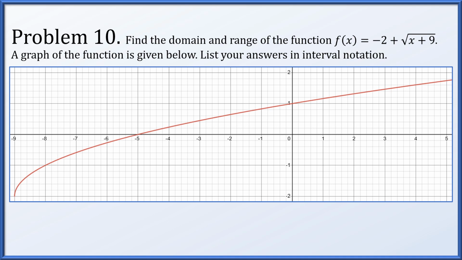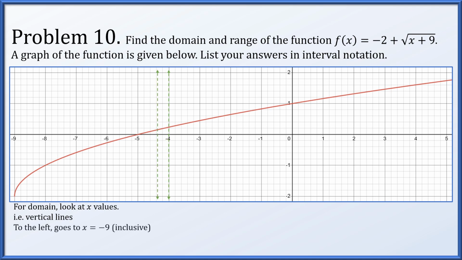For problem 10, find the domain and range of the function given this graph is correct, and use interval notation for your answers. So for the domain, what we want to do is look at the x values of a function, in other words, vertical lines. So here, for example, is x equals minus 4. It does intersect the graph, meaning it is in the domain. So how far to the left can x go? All the way to minus 9, and that is included.